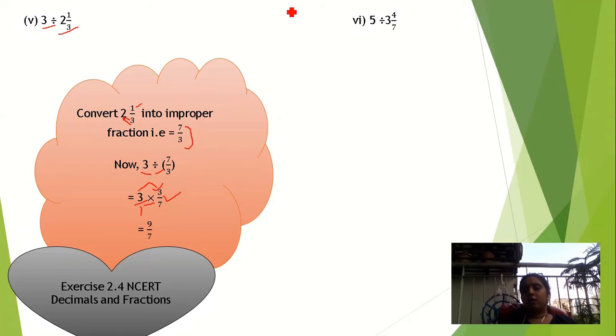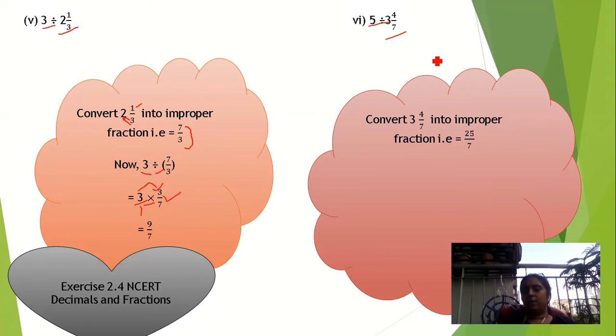And in this part we will convert this mixed fraction into the improper fraction, and whatever answer we get, we will divide that answer by 5. So 3 and 4 upon 7 would be 7 threes are 21 and 21 plus 4 is 25. So our answer is 25 upon 7.